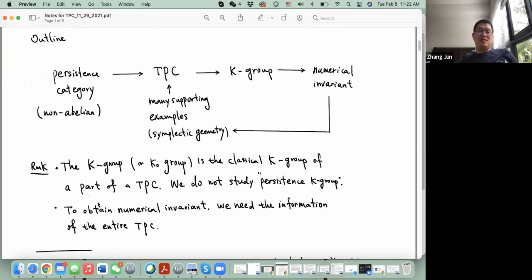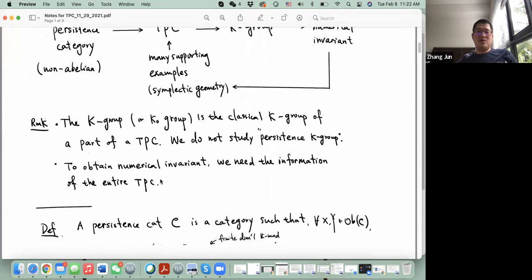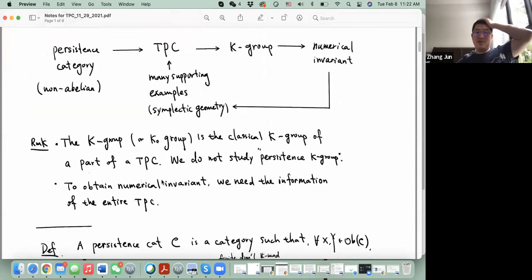And here you might wonder: if I extract a numerical invariant from this story, do I need the entire TPC, the entire structure? And the answer is yes. We need the entire TPC to extract the numerical invariant. If you only consider part of that, then some of the applications just fail. Okay, so that's enough about the outline.